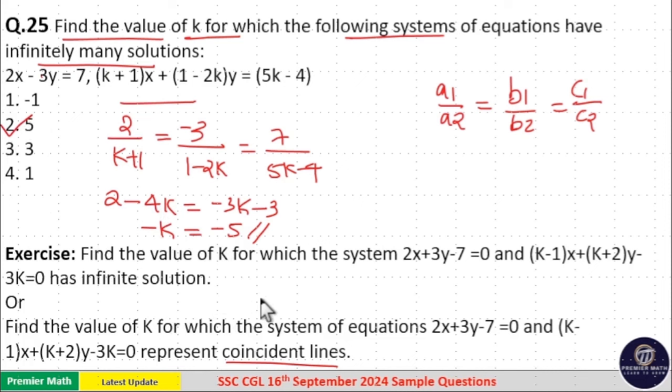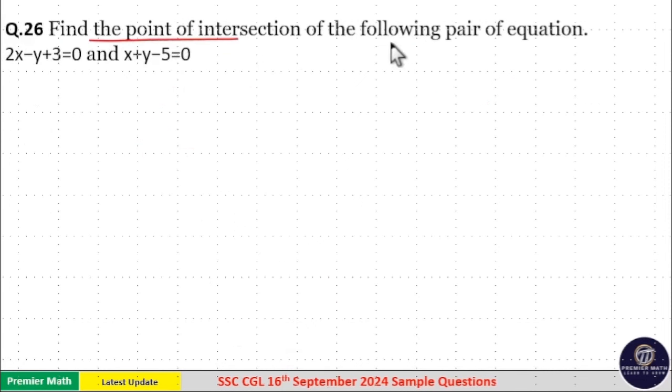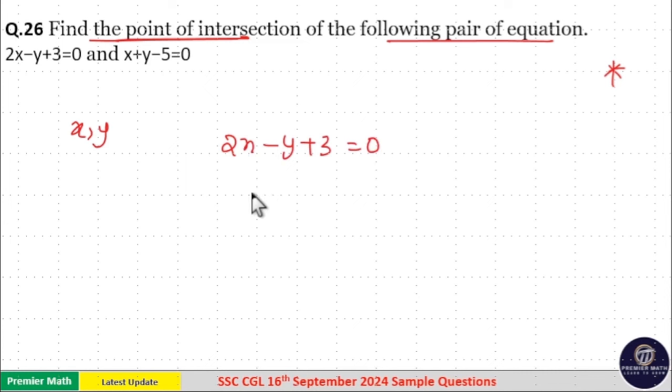Same way, do the following. Find the point of intersection of the following pair of equations. Here this is an extra question. No need to solve; if you want, you can solve. To find the point of intersection, just find x and y from the two equations, that is, from 2x minus y plus 3 is equal to 0 and x plus y minus 5 is equal to 0.